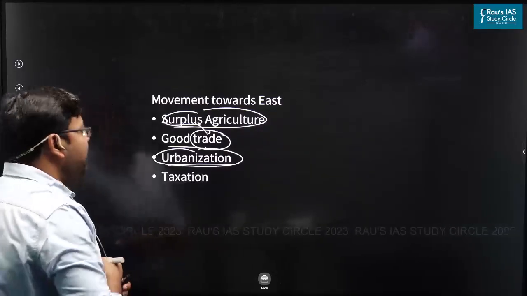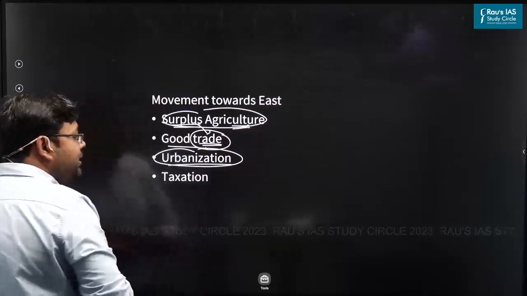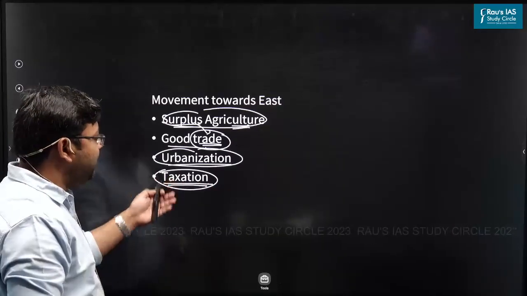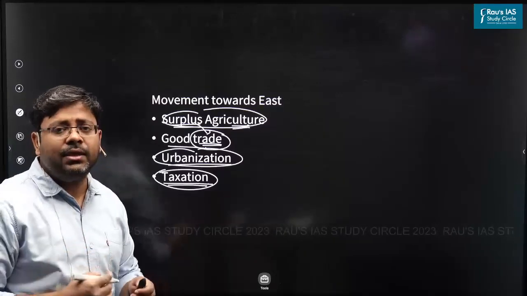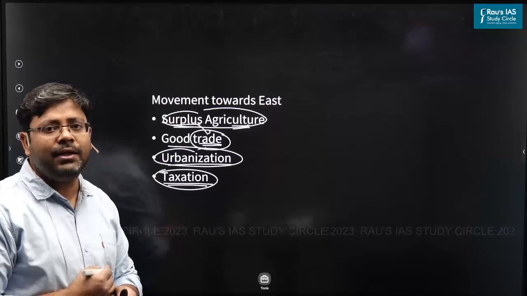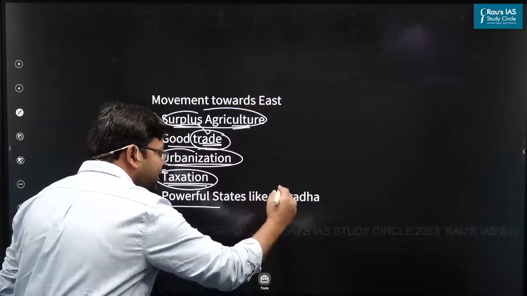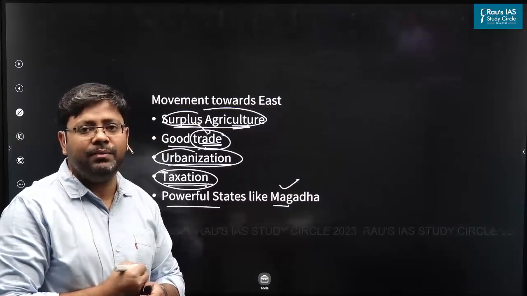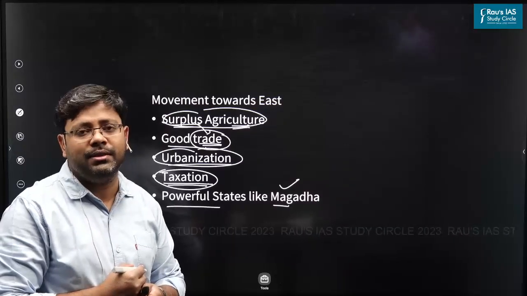Now, when the trade was so good and agriculture was so good, the state could get double taxation from both agriculture and trade. So taxation became very good. With such good tax, the states could maintain powerful standing armies, and that gave rise to powerful states like that of Magadha in this time frame of 7th century BC to 3rd century BC. And that is what the question asked by UPSC in this exam is about.